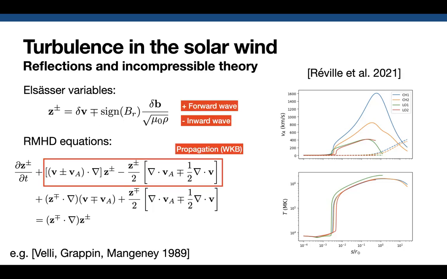Right. And now, when we write the reduced MHD equations, which means the incompressible MHD equations for these variables, we have three terms. A first term, of course, is the temporal variation, dZ plus over dt. And then you have this first term, which is the propagation, and essentially the WKB theory. And this propagation, so you see this, for instance, V plus V_A times nabla of Z plus.